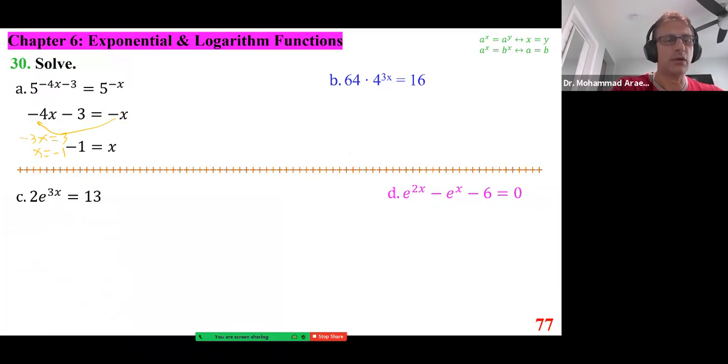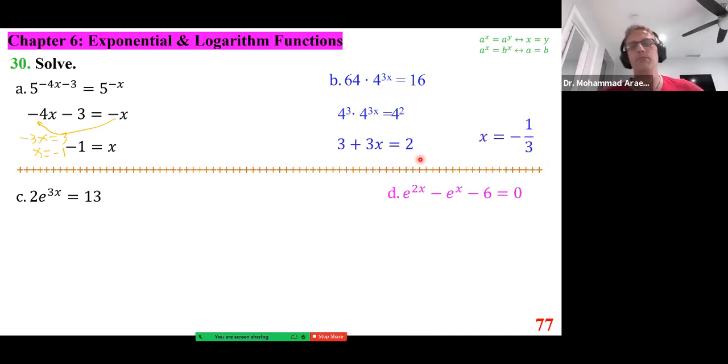Part B, we don't have the same base. But we notice that this has 64. With base 4, we can make it into 4 cubed. This has base 4. This one is 4 squared. Therefore, 3 plus 3x equals 2. Subtract the 3, you get negative 1, negative 1/3. X is minus 1/3. Divide by 2.